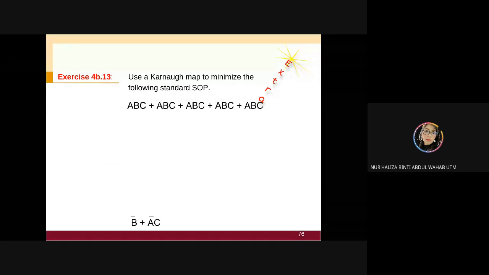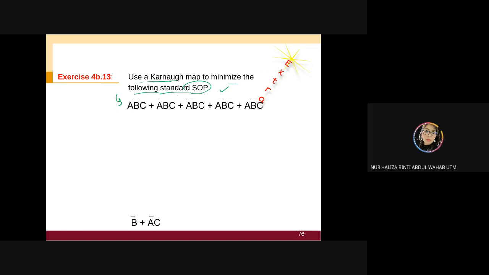Because if you don't have full understanding, it's going to be hard, because normally in your final exam you need to apply CAM maps. It is a must. Okay, so you can see over here you were given the standard SOP. It's already standard, so it helps you already, very simple one. Use the CAM maps to minimize the following standard SOP, which means you need to simplify.